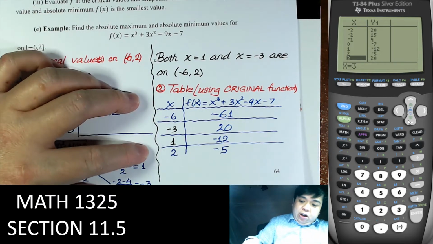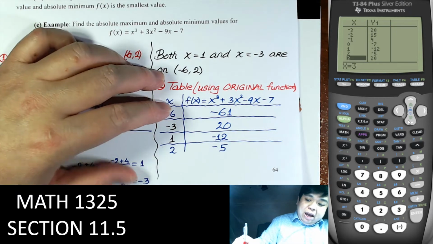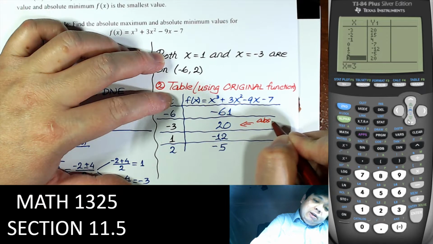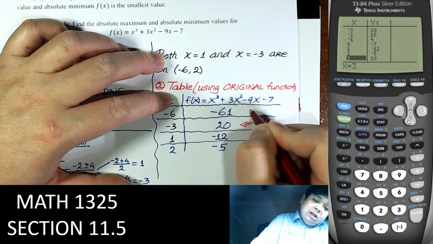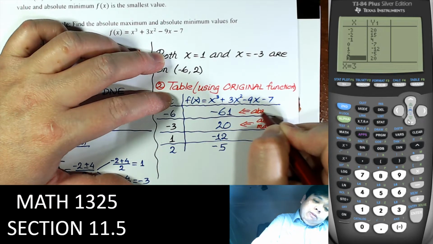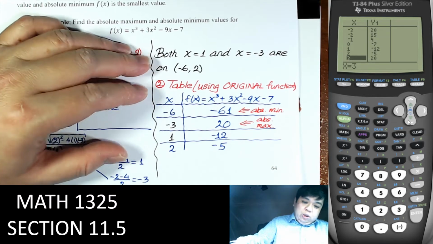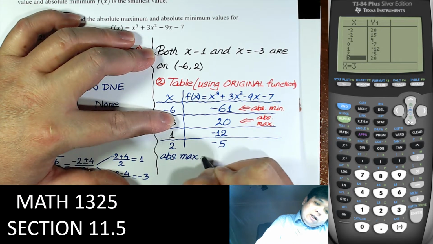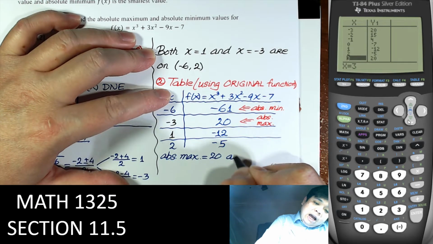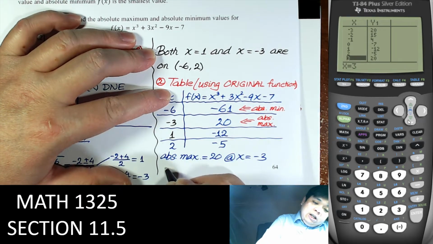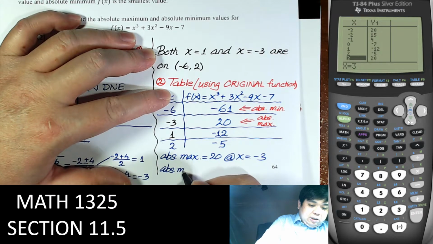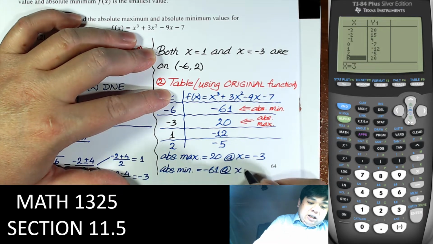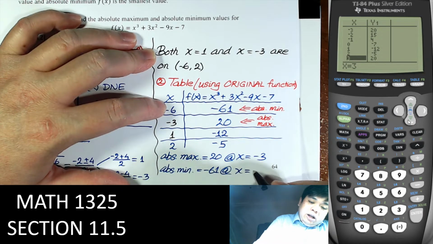So based on this, obviously the biggest value is the max and the smallest value is the min. So this is the absolute maximum value, and this is the absolute minimum value. So we say absolute max equal to 20 happens at x equal to -3, and absolute min equal to -61 happens at x equal to -6.